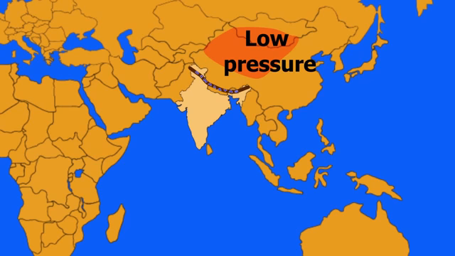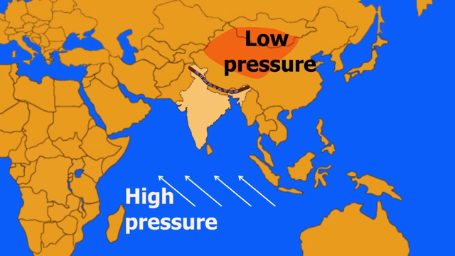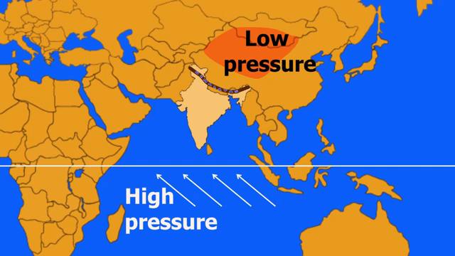The air moves from the high pressure area over the southern Indian Ocean in a southeasterly direction, crossing the equator and turns right towards the low pressure area over the Indian subcontinent. Now, these are known as southwest monsoon winds, and these winds blow over the warm oceans, gathering moisture and bringing widespread rainfall over the mainland of India.